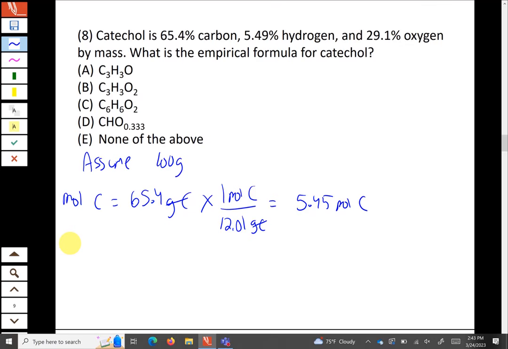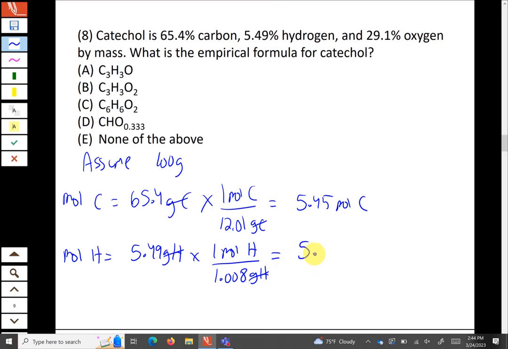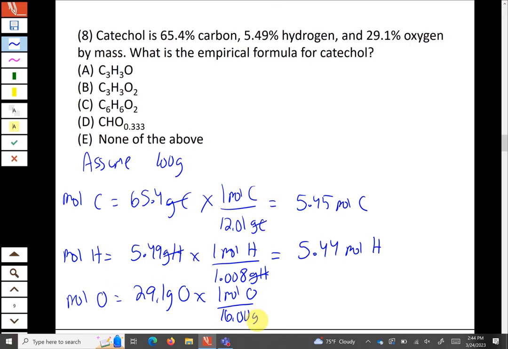We're going to do the same thing for the other two, which are hydrogen and oxygen. So for hydrogen, we have 5.49 grams. And the atomic mass of hydrogen is close to 1. So you probably don't even have to do the math, but if you want to be real precise, what we get is 5.44 for that. And then for moles of oxygen, 29.1 grams of oxygen, that's the mass percentage of oxygen. And the atomic mass is 16. So we get 1.82.